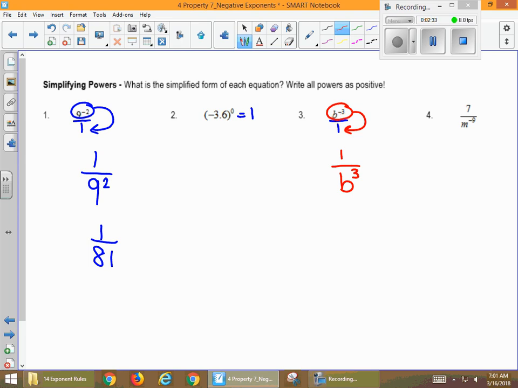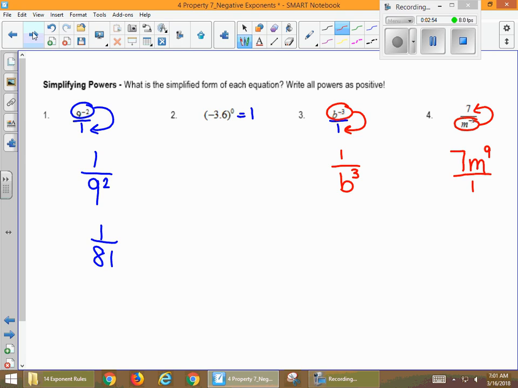Last example on this page, m to the negative ninth, that guy is on the wrong side of the fraction. We're going to move him up. When we go over the fraction line, we change the sign of our exponent. And then you can just leave that as 7m to the ninth, or you can put a 1 on the bottom of the fraction.